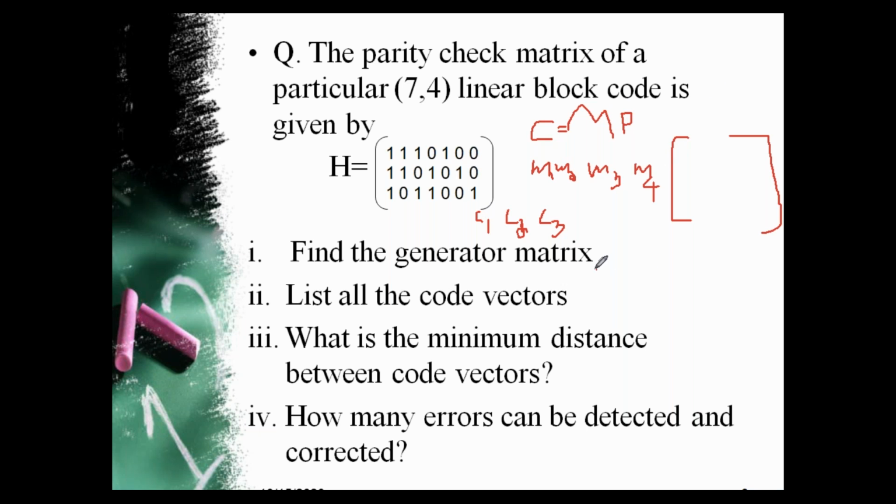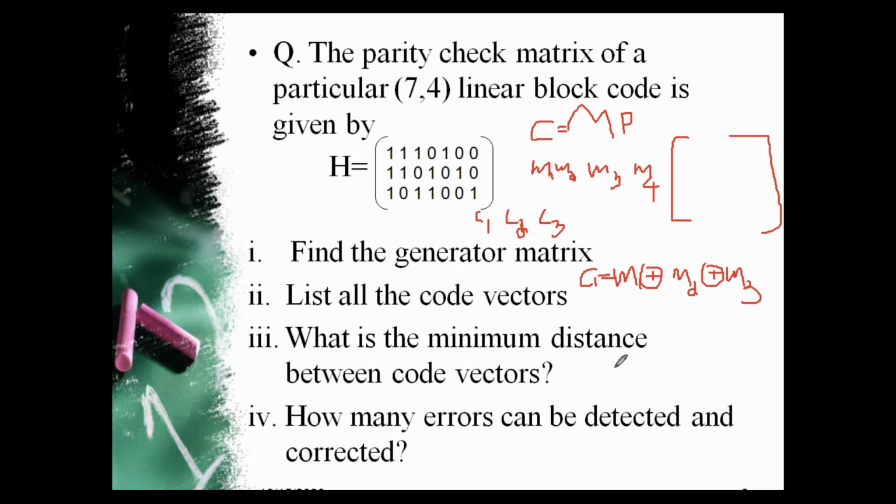C1 equal to m1 XOR m2 XOR m3. Similarly, C2 equal to m1 XOR m2 XOR m4, C3 equal to m1 XOR m3 XOR m4. Therefore, by considering all the message combinations, starting from 0000 to 1111, we can write the complete code words.